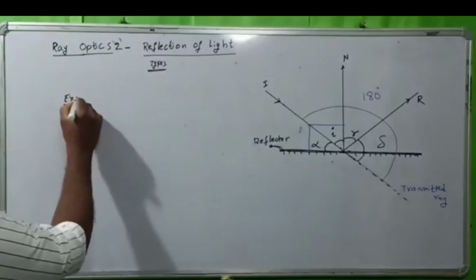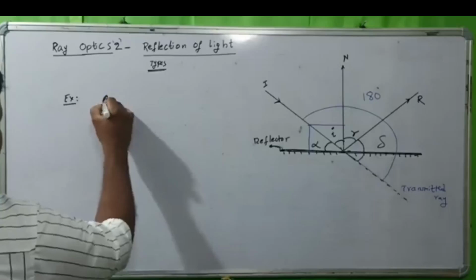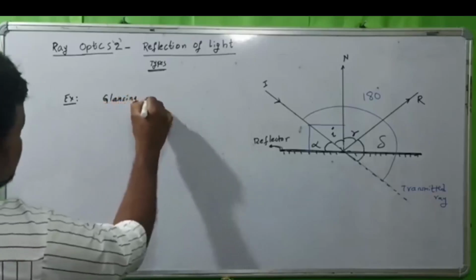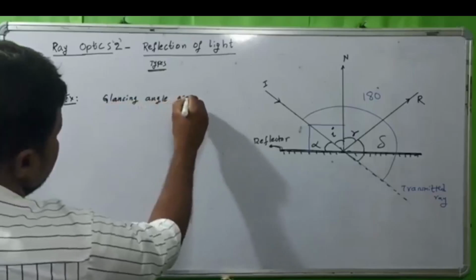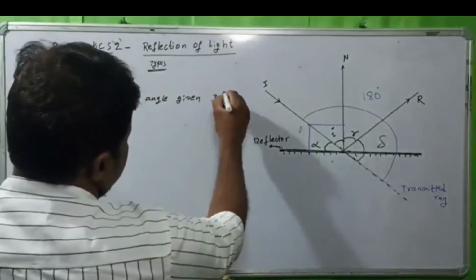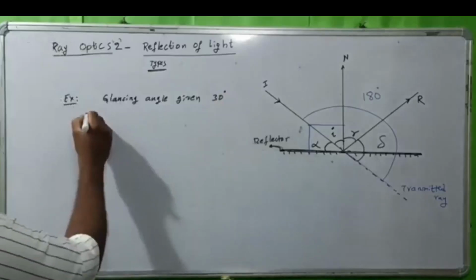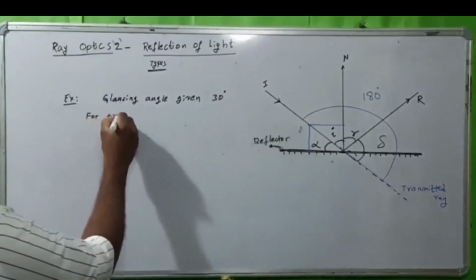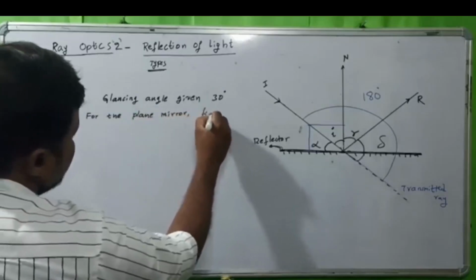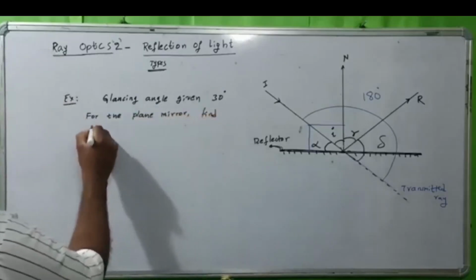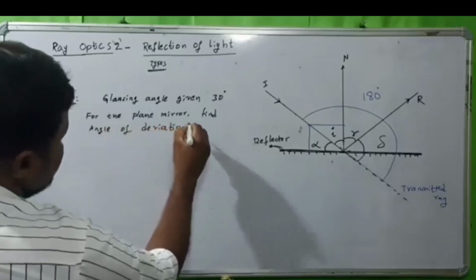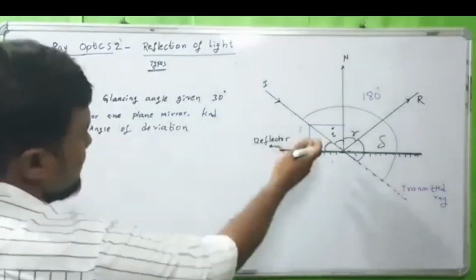Example: glancing angle is given as 30 degree, for a plane mirror. Find the angle of deviation.